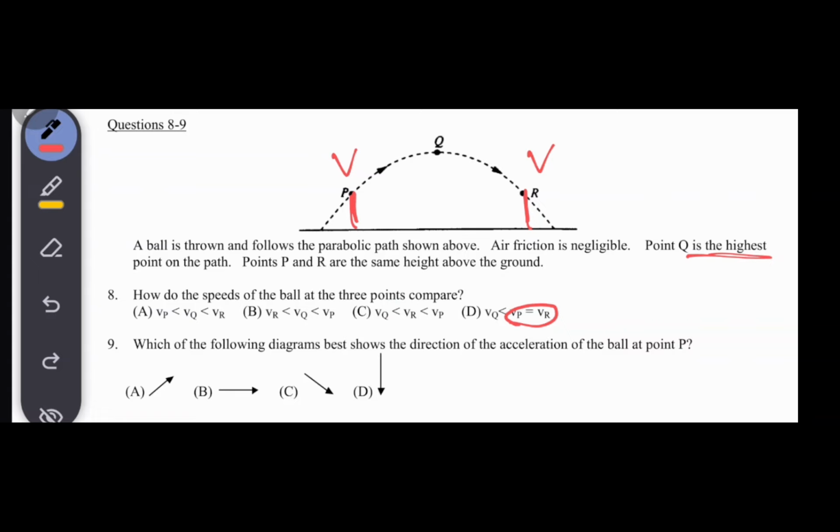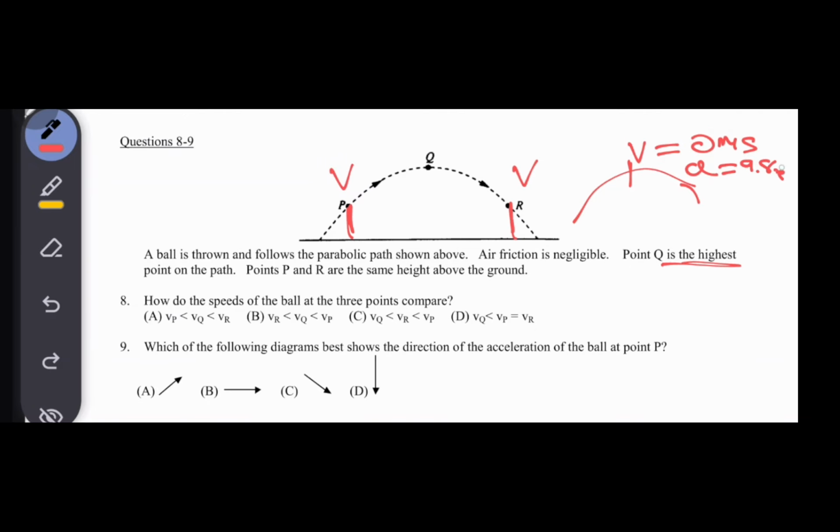But we have to check all parts of the question. So then the next part is asking about VQ. VQ is at the top of the path, because it says right here the highest point. And since we know it's the highest point, if you guys remember from the last video, at the top of a parabola, the velocity is equal to 0 meters per second, but the acceleration is equal to 9.8 meters per second squared.